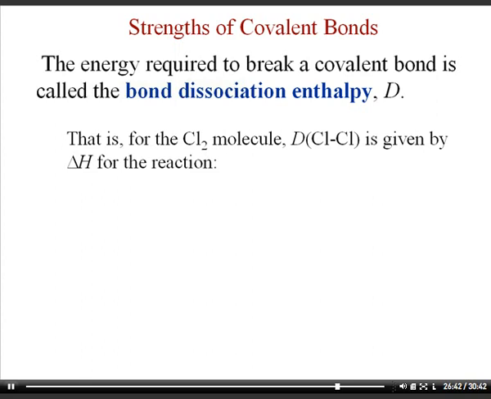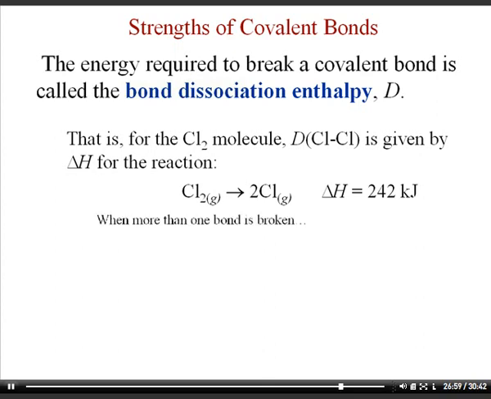So for a chlorine molecule, we have the example on the screen. If you have chlorine gas, the diatomic element chlorine, and you break it apart into 2 individual chlorine atoms, that's going to be breaking a chlorine-chlorine bond. It's going to be a positive 242 kilojoules.